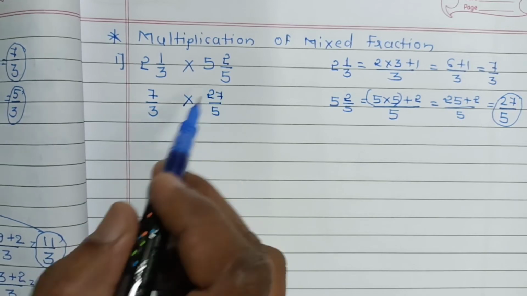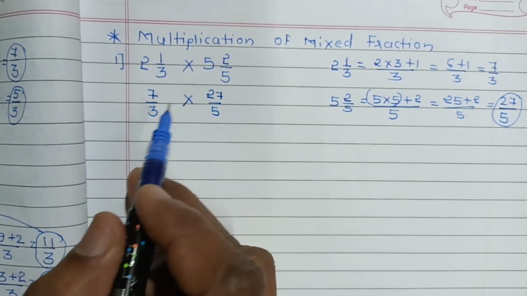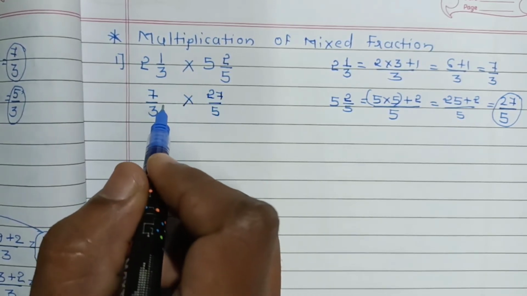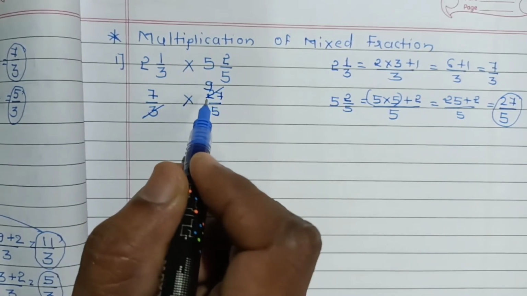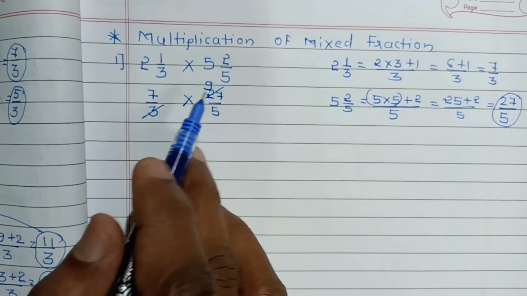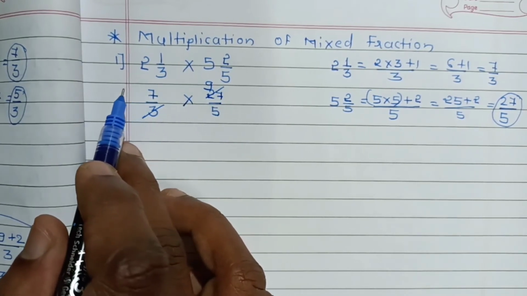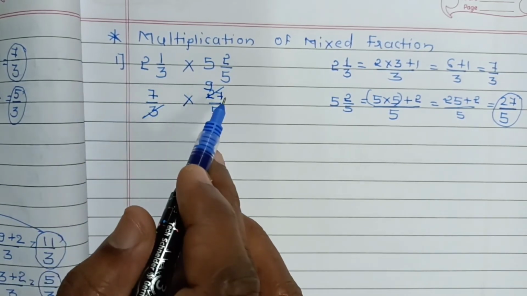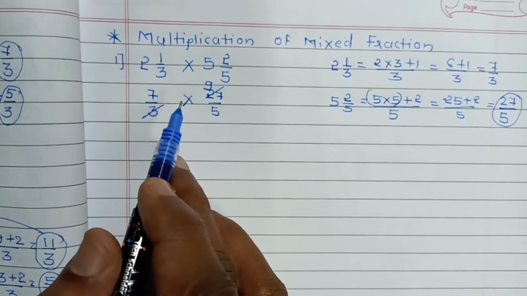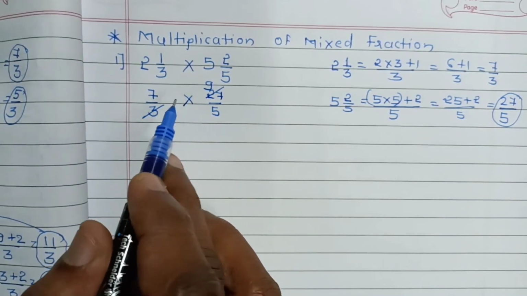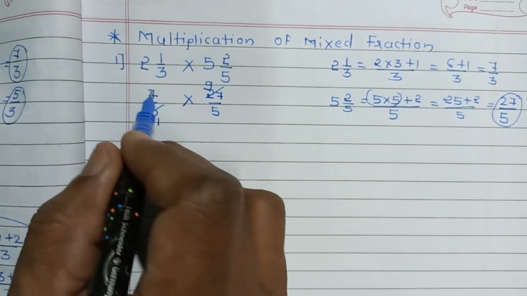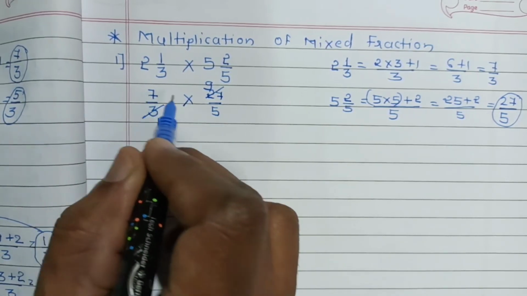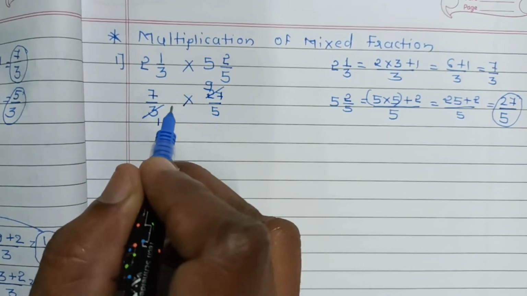Now you have to see whether cross cancellation can be done or not. So 3 9s are 27. We can do the cross cancellation. If cross cancellation is not possible, at that time you have to directly multiply 7 into 27, then 3 into 5. But here cross cancellation is possible, so that's why I have done the cross cancellation here. And here you have to write 1. So this is not possible, 7 and 5, therefore you have to keep this 7 and 5 as it is.